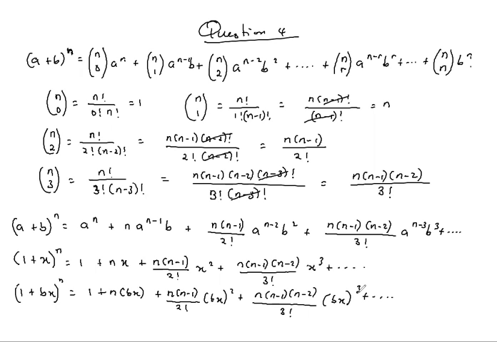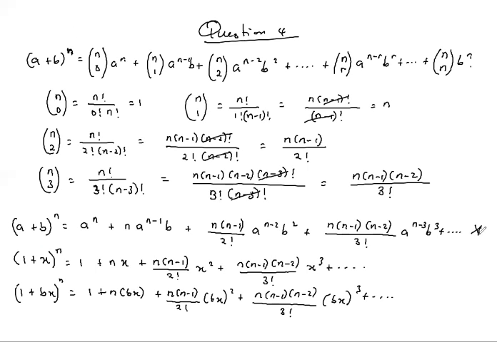We can now go to question 4 and answer A. What does A say? Find the first 3 terms in the expansion of each of the following. A, (2 minus x) to the power 5. This means n is 5, a is 2, b is negative x. So you can follow the simplified expansion, this one, so that we do not waste time.